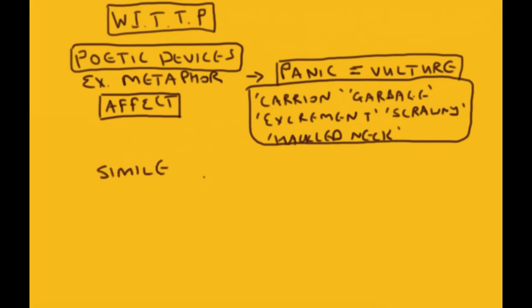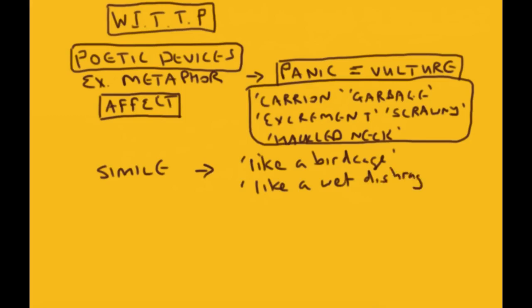Okay, the second poetic device that we could highlight in our answer is the idea of similes, and we'll give the examples like a bird cage and like a wet dish rag. Okay, why does the poet use a simile? Okay, again, it's to create the image in the reader's mind of something that the poet is constructing.